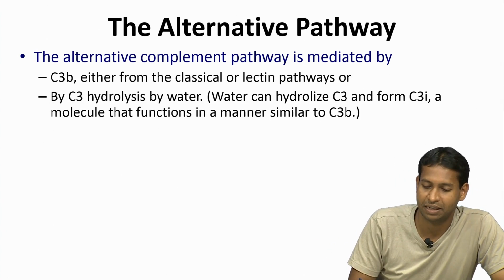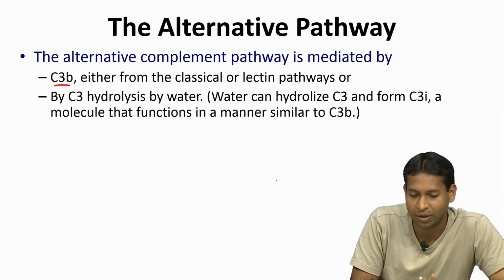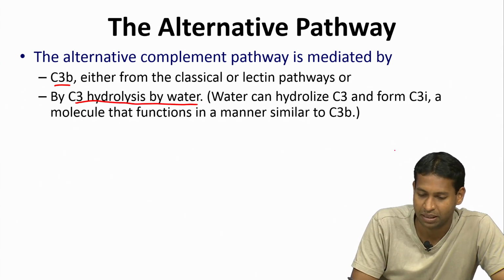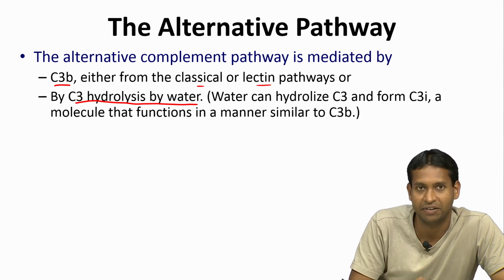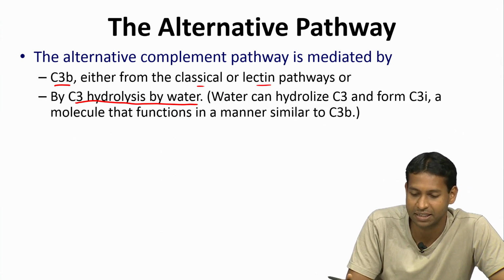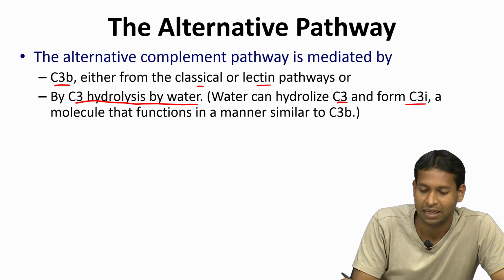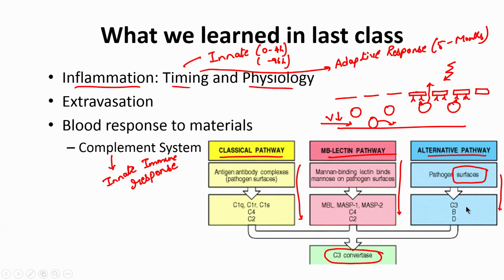The alternative pathway is mediated by C3b, either through the classical or the lectin pathways. C3 hydrolysis by water can also activate it. So basically, both the classical and lectin pathways can activate this alternative complement pathway, or the C3 hydrolysis can also do that. Water can hydrolyze C3 and form a C3 intermediate, and this molecule then functions in a very similar way to C3b. So if I go back, C3 is the major activating protein, and C3b particularly is responsible for this alternative pathway to get activated.